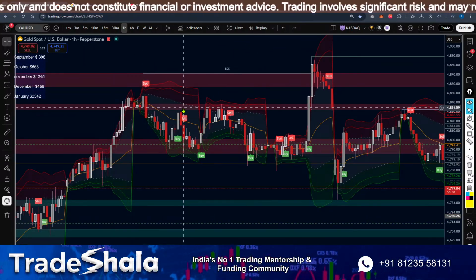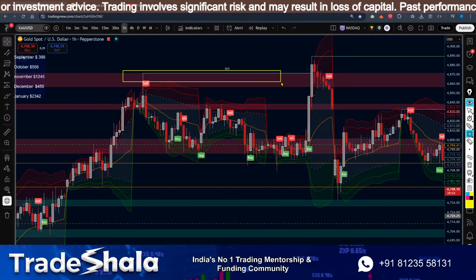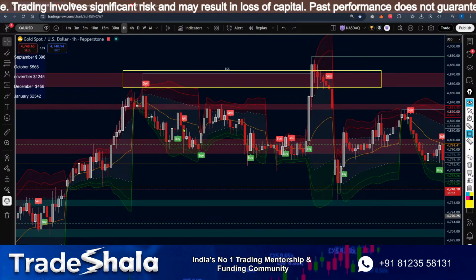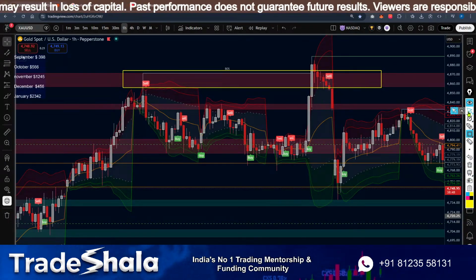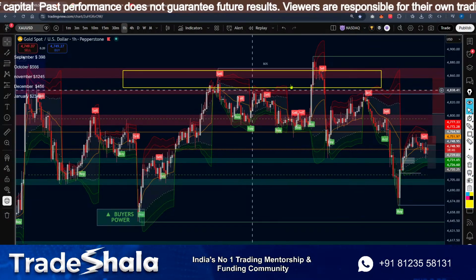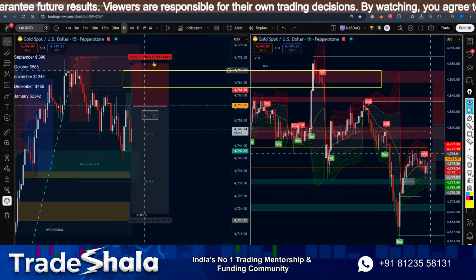Just add 2 to 3 confluence and make sure the game is working out. This is 4 hour resistance. We took the high. We took the low. Ooh, flashbang. So use it. Let's simply use this for NASDAQ as well and see.